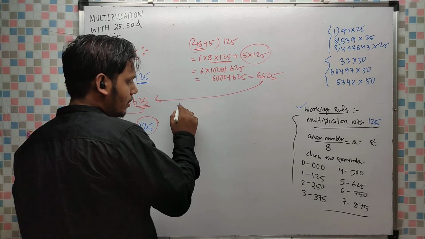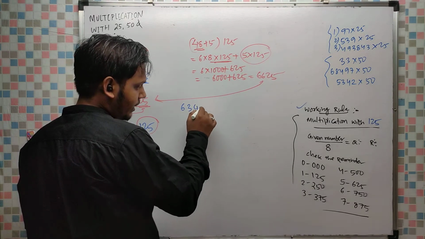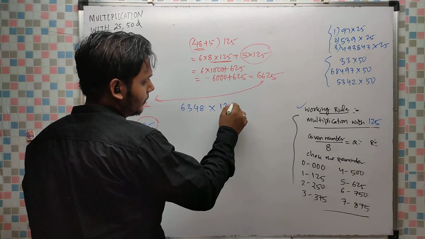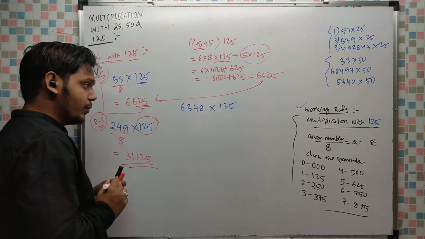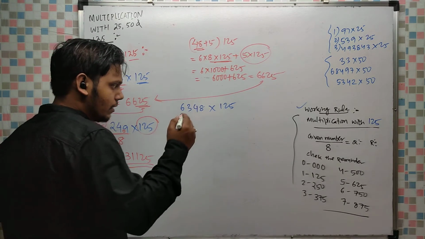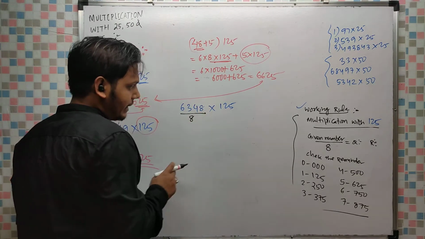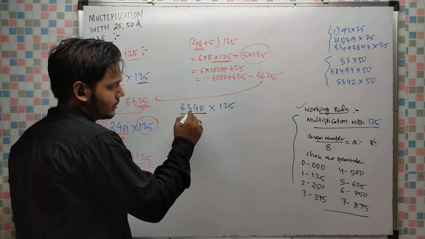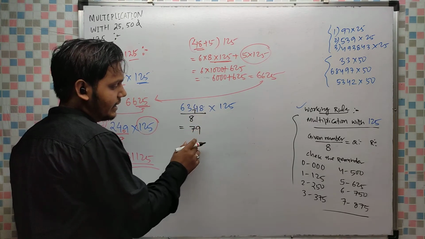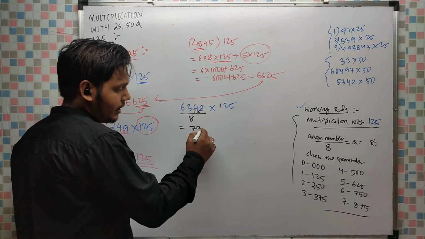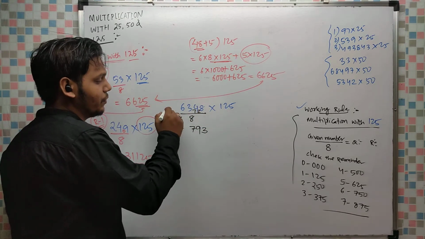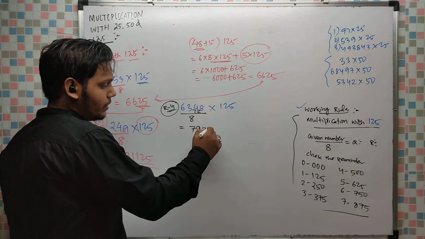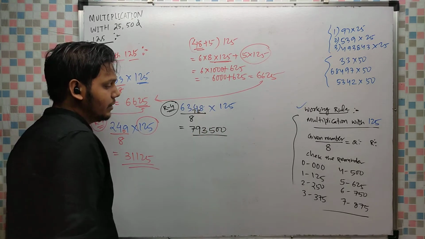So like 6348 into 125. How can we do this number? Same method. 6348 will be divided by 8. 8 7 56, then 7 is the remainder. 8 9 72, 2 is the remainder. 8 3 24, which means the remainder is 4. The final remainder is 4, and 4 means 500. So 793500.